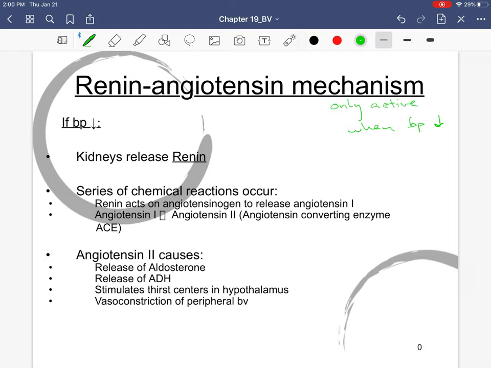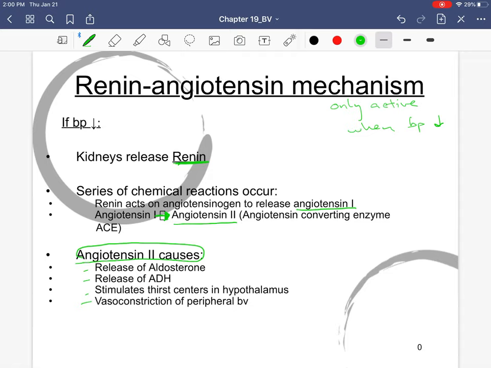And by the way, when it drops a pretty significant amount, a small drop in blood pressure is unlikely to trigger this entire mechanism. So when the blood pressure is abnormally low, and low by a pretty significant amount, your kidneys release a hormone called renin, hence the name renin-angiotensin mechanism. The release of renin then leads to a bunch of other things. When renin is released, it causes a release of angiotensin 1, and then angiotensin 1 is converted into angiotensin 2.